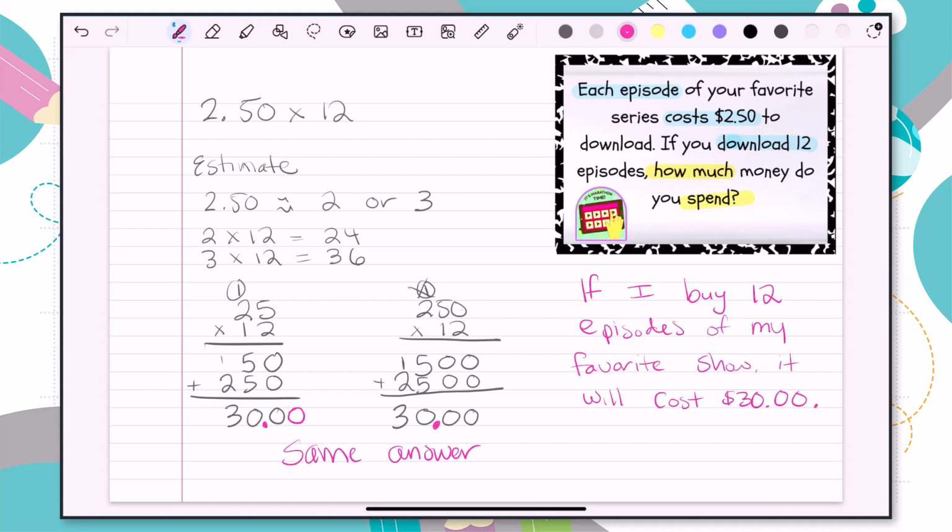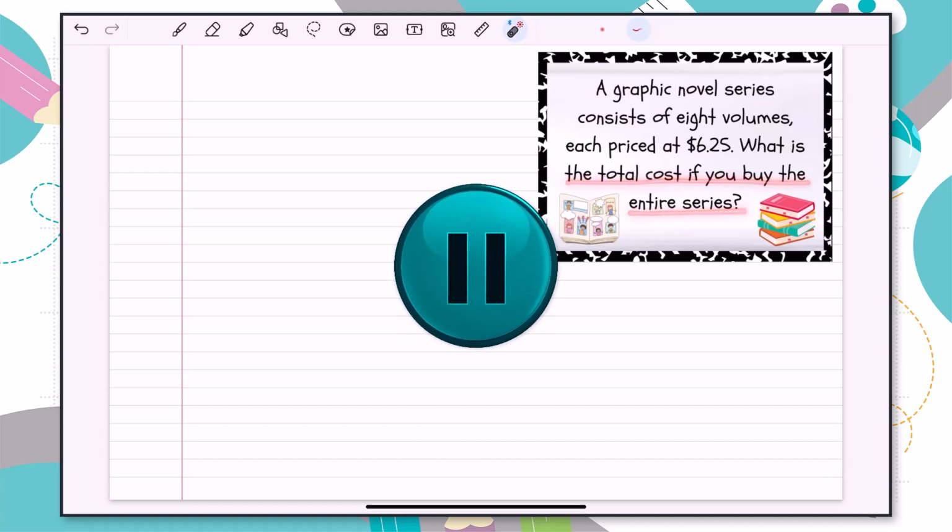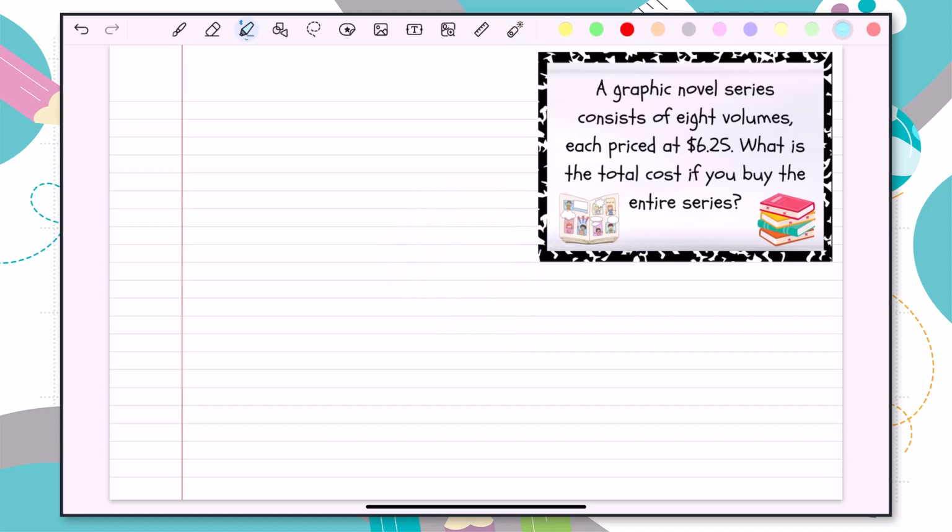Let's do one more word problem before we end today. A graphic novel series consists of 8 volumes. That means there's 8 books, each priced at $6.25. What is the total cost if you buy the entire series? So pause and try. See what you can figure out.